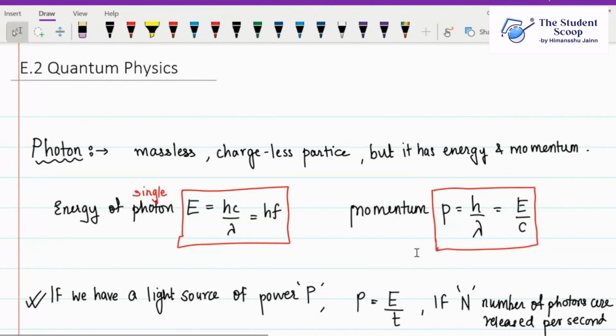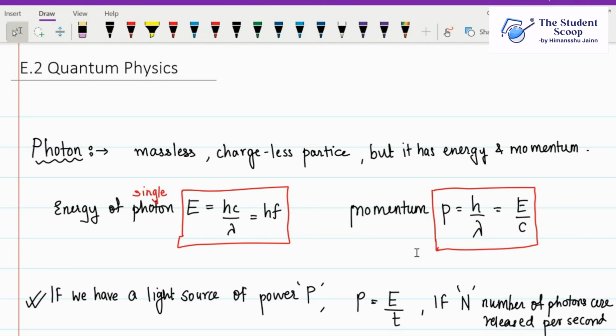So hello guys, we are going to cover E2 quantum physics in this video. This is an actual topic, and in this topic we are going to cover some effects that led to the discovery of quantum physics. And we are going to start with the photon.